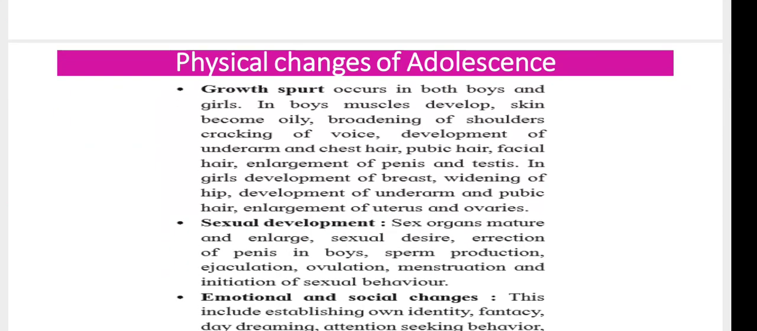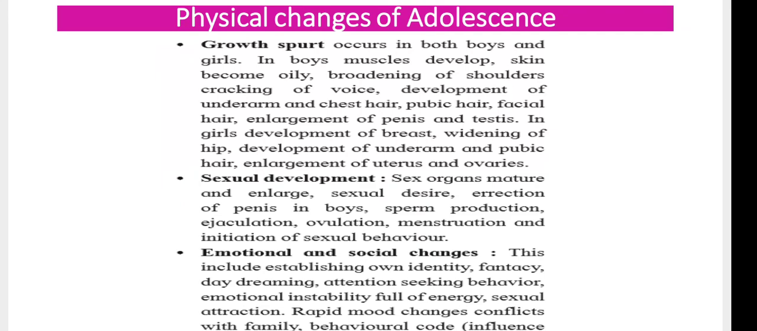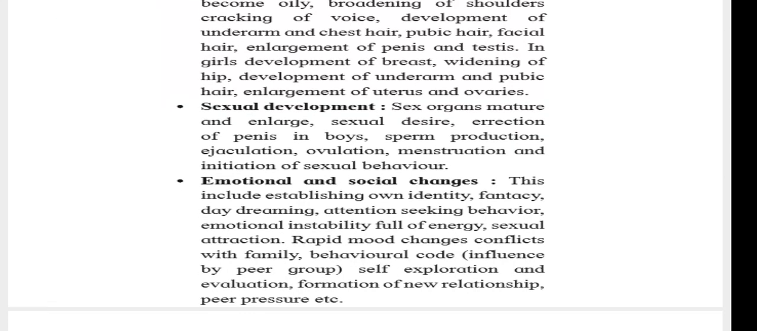The physical changes of adolescence: the growth spurt occurs in both boys and girls. In boys, the muscles develop, skin becomes oily, shoulders broaden, and the voice cracks. There is development of underarm and chest hairs, pubic hairs, then facial hairs, and enlargement of the penis and testes. In girls, there is development of the breasts, widening of the hips, development of underarm and pubic hairs, and enlargement of the uterus and ovaries. These are the secondary sexual characters. The sex organs mature and enlarge.